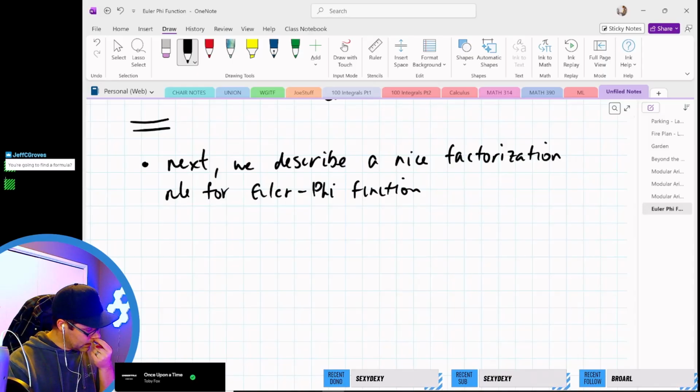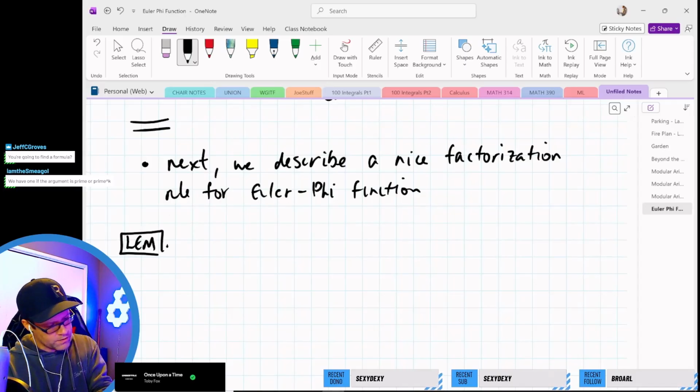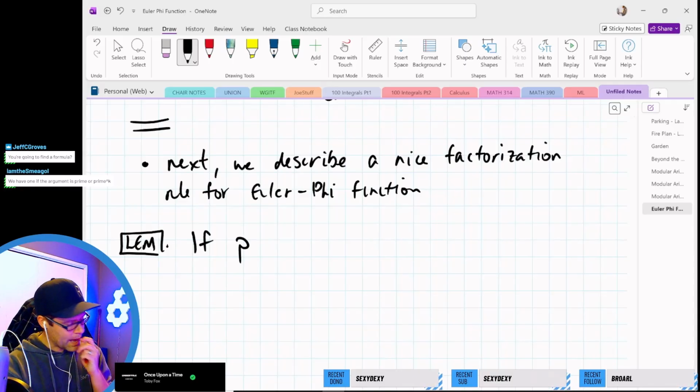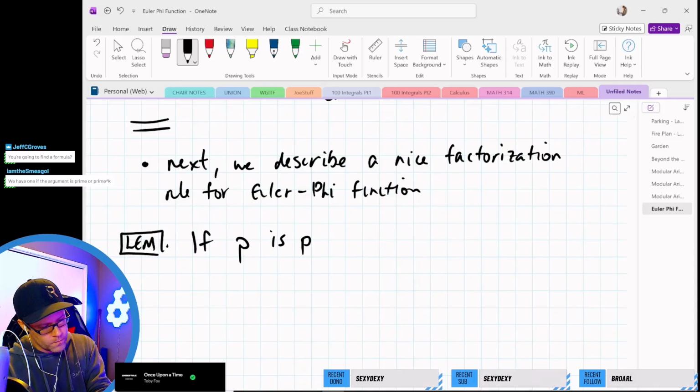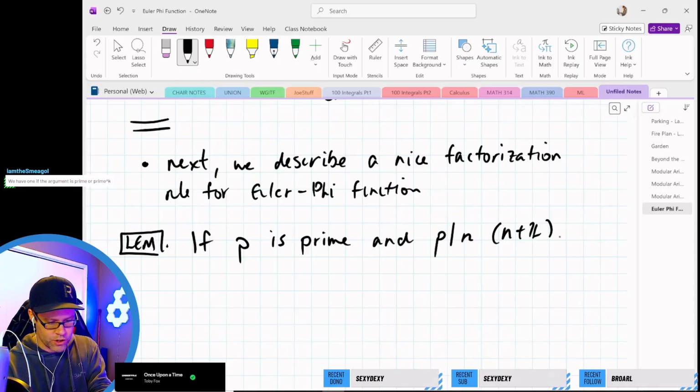So the next lemma is as follows. And again, I want to explore this a little bit through some examples before we try to prove it, so that we get an idea of where this proof comes from. So let's say p is prime, and let's assume that this prime number divides n. So n is a larger integer.